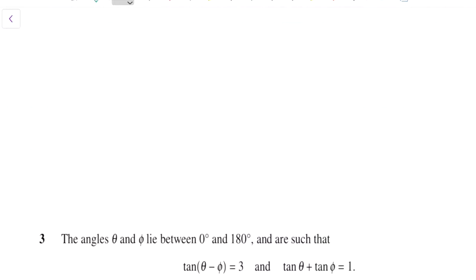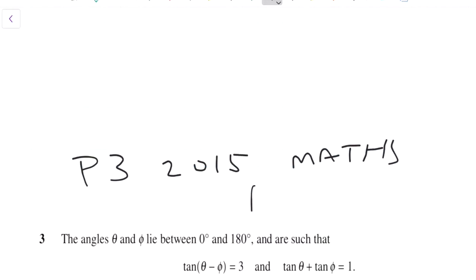Hi everyone, so we're continuing on our quest to solve the 2015 A-Level Maths paper, P3.